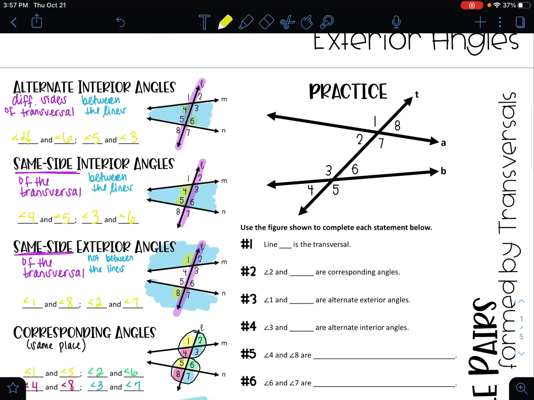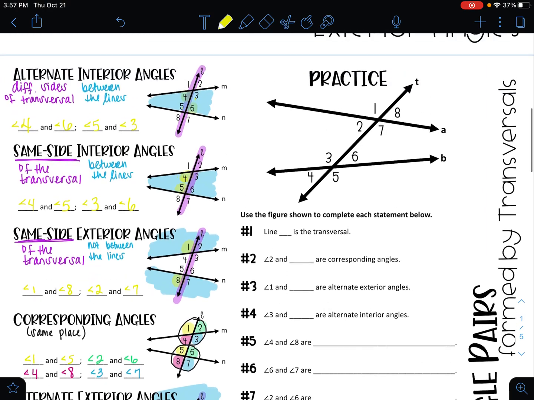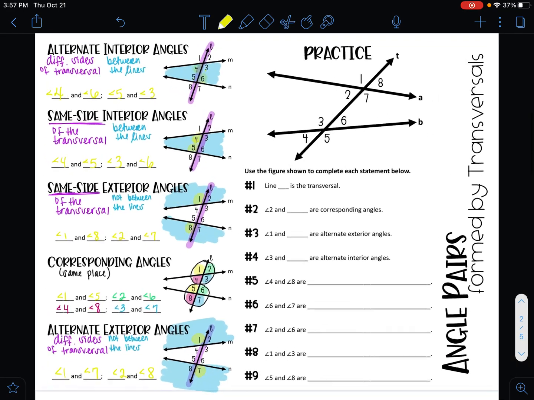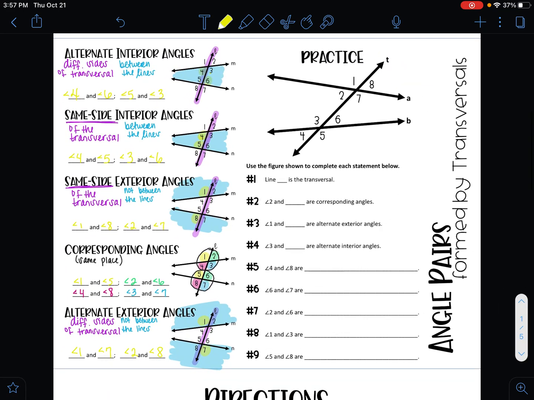Now, for the practice over here, I'm going to go through this with you. Actually, no, I'm not. So I'm going to give you guys some time. Not go over this. Do this in your groups or on your own, whichever you prefer. And this will complete the notes for transversals.